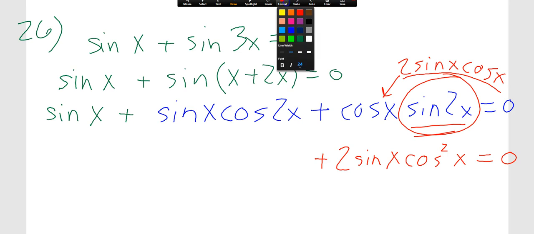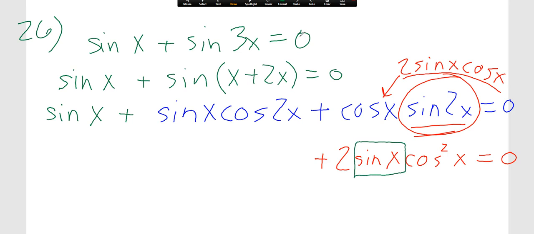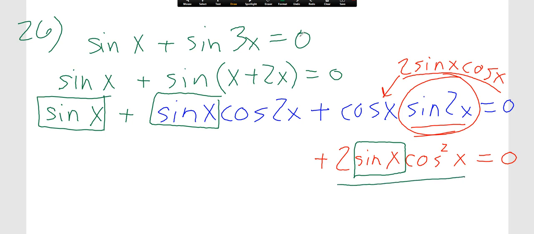Now, I'm going to ask you to use your night vision goggles. I want you to see something in all 3 of these terms. Do you see the green box? That means I'm going to be factoring that term out. That's going to get pulled out. What is this red one going to be left with if I pull out that sine x? 2 cosine squared, right?